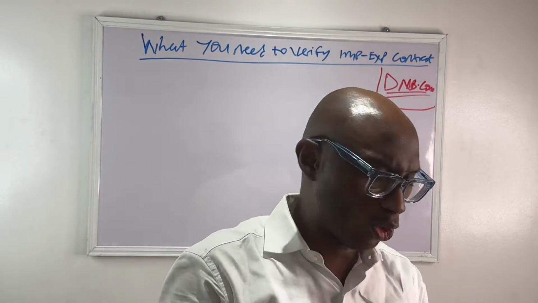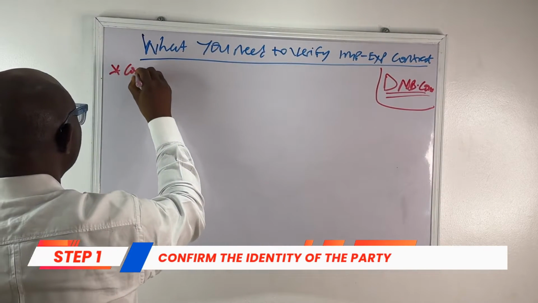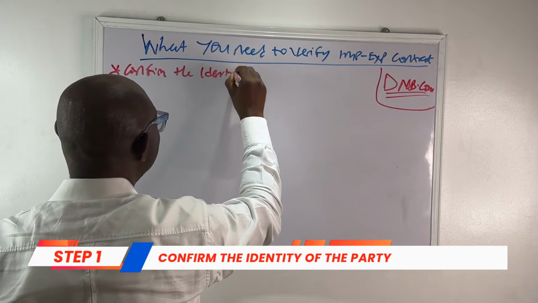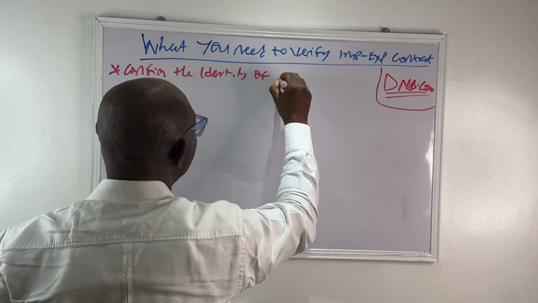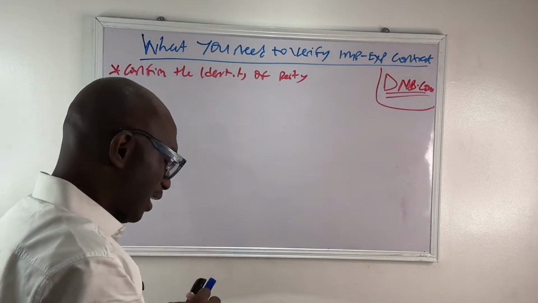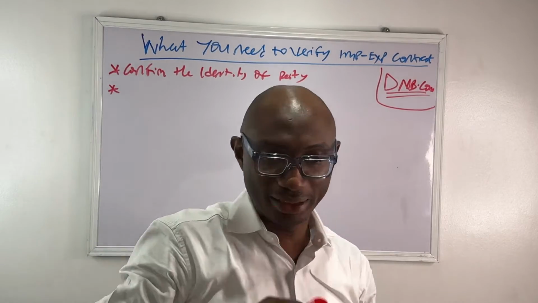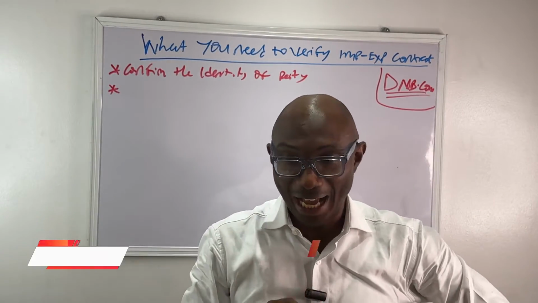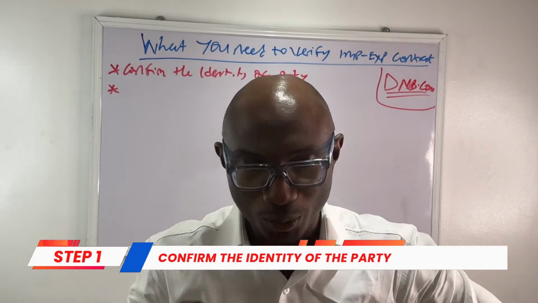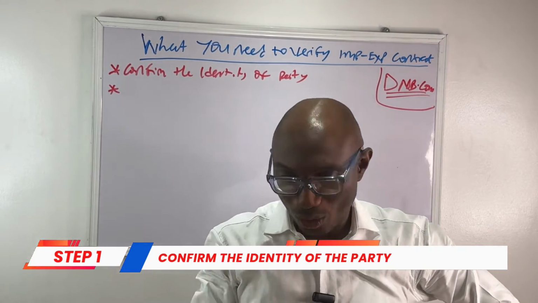The first thing you need to do is to confirm the identity of the party. So for example, if you say you are ABC, your name is John Smith, and you are in Canada, what I want to do is to be sure indeed you are John Smith and you are in Canada. So what can I do?